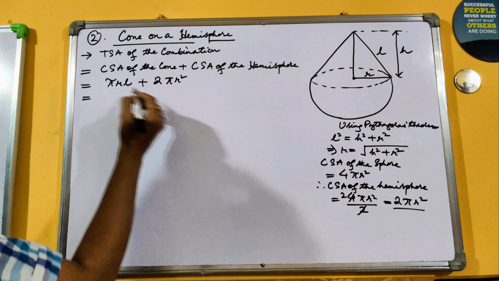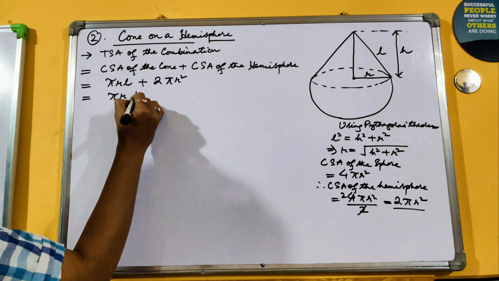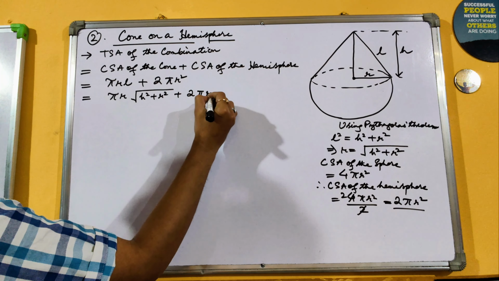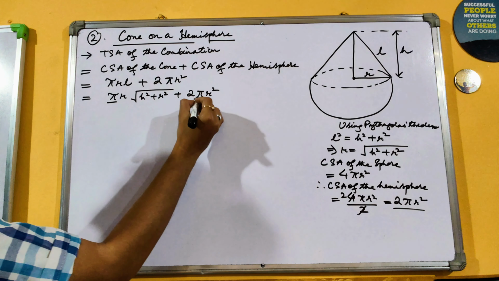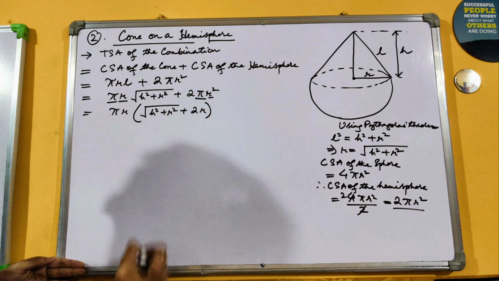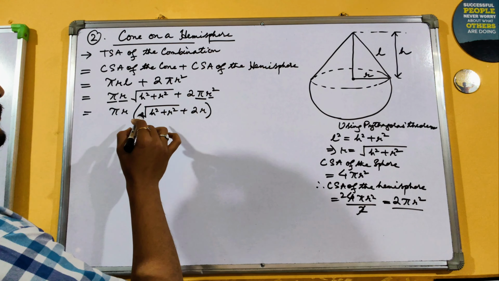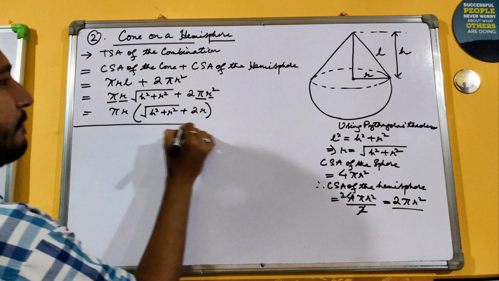Now we can put the value of L here: pi r times the square root of h square plus r square, plus twice pi r square. Just take pi and r outside. So that would be pi r common, times the square root of h square plus r square, plus twice r. That's the value for the total surface area of the combination.